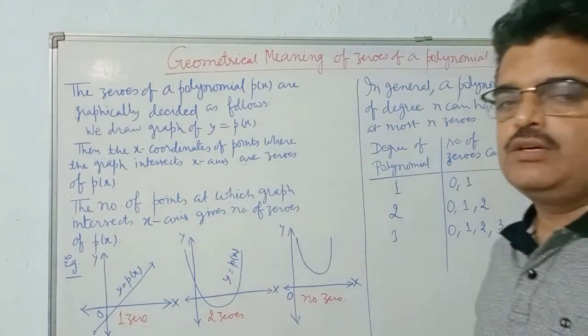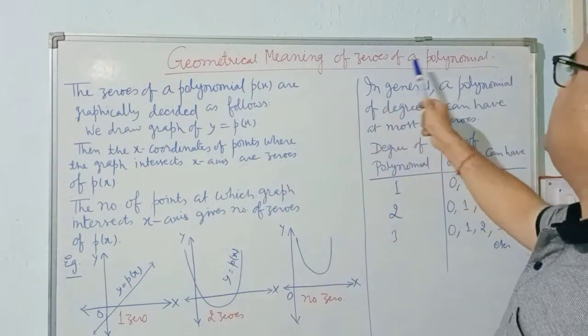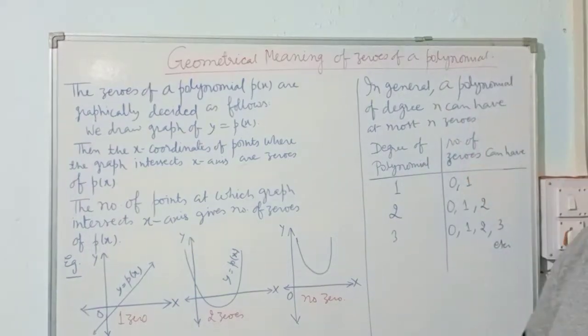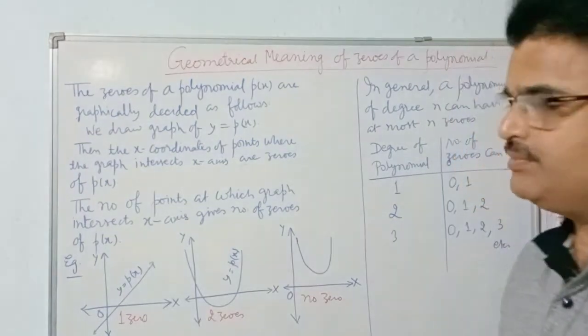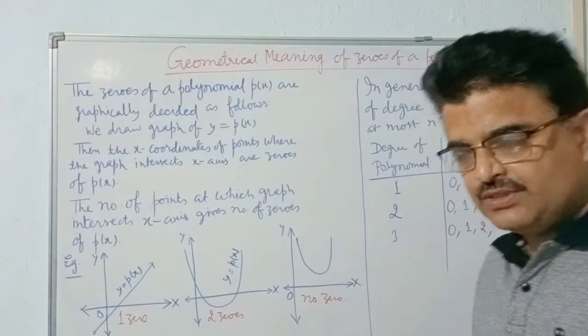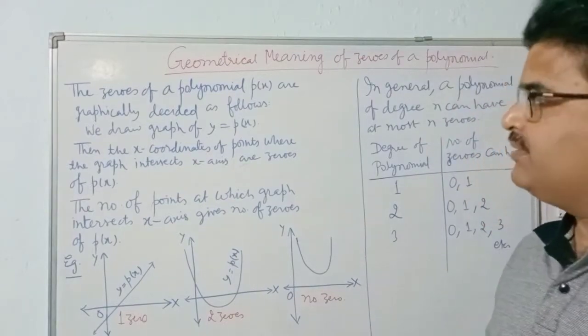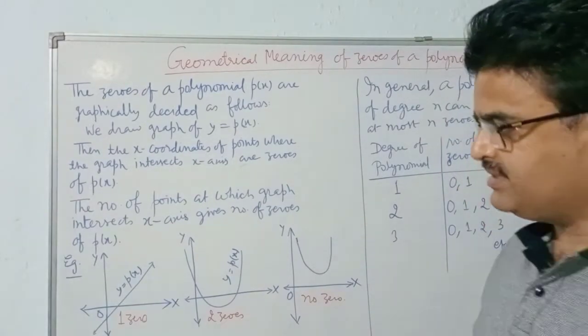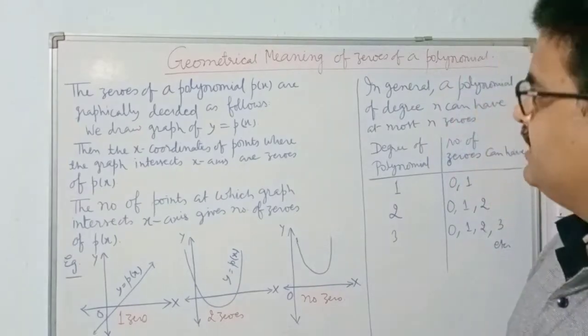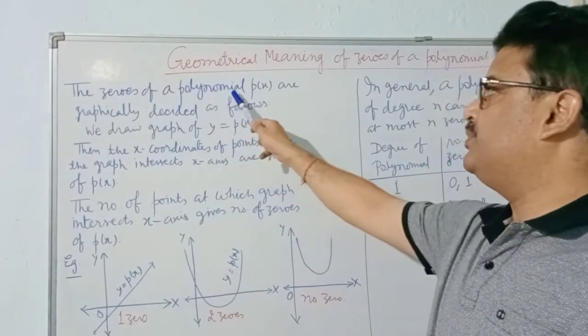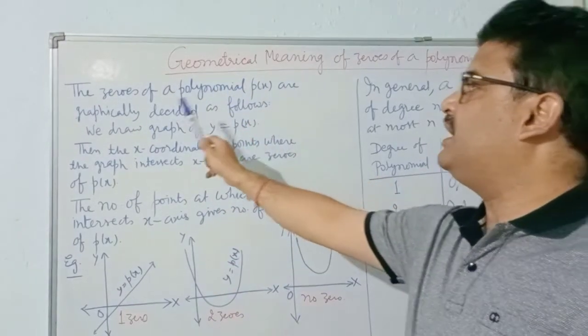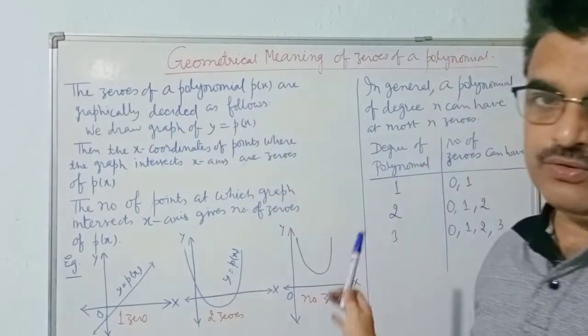Now let's learn the topic geometrical meaning of zeros of a polynomial. This is the first topic that we are supposed to learn in class 10. In the previous session we have revised the topics that we have learned in class 9. Now the zeros of a polynomial p(x) are graphically decided as follows.